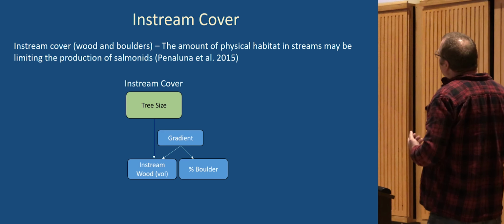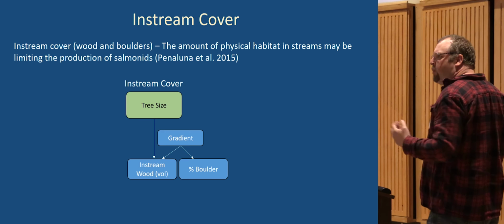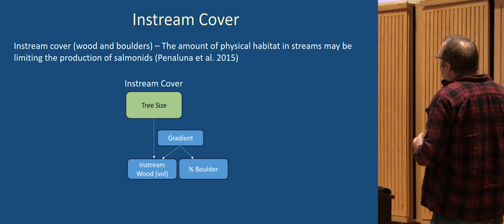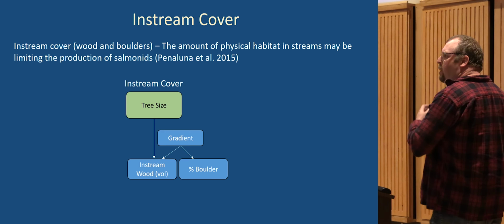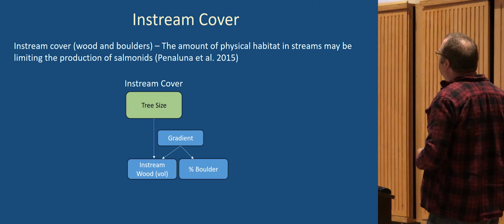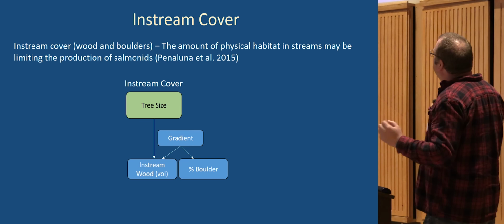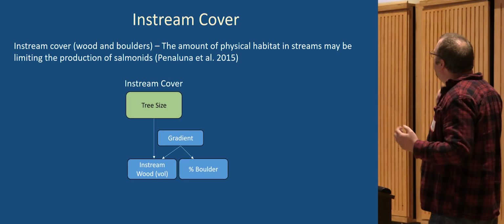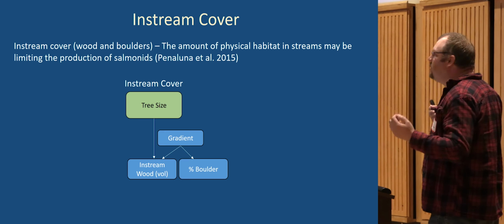Now, all streams act a little bit different, and we have a diversity of streams. So in higher gradient, I'm assuming that fish are going to be more reliant on boulders. Now in lower gradients, they might be more reliant on in-stream wood. And the amount of in-stream wood is likely determined by our riparian trees and our tree size.